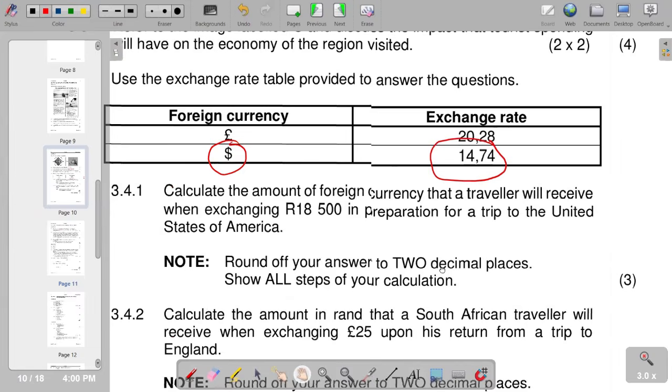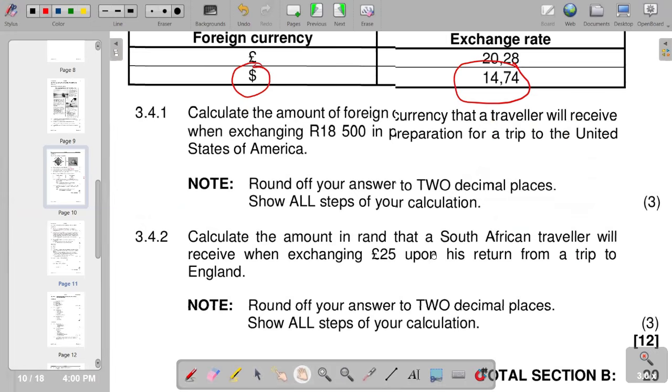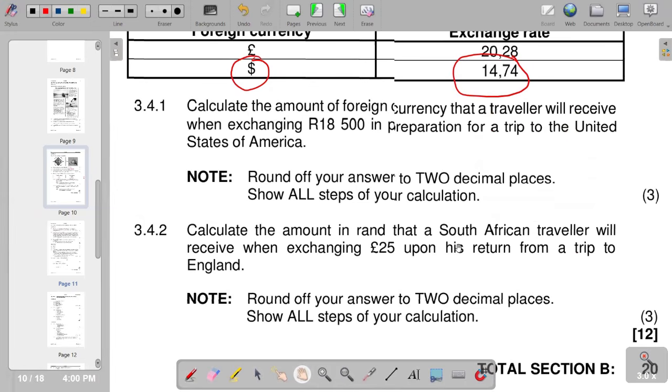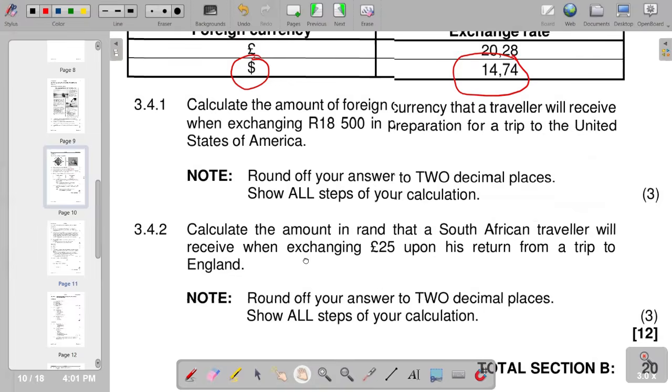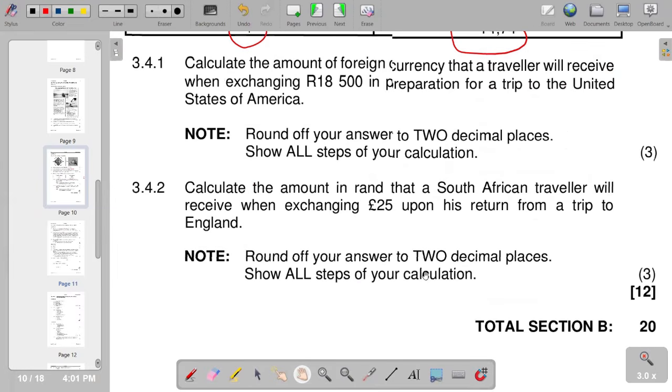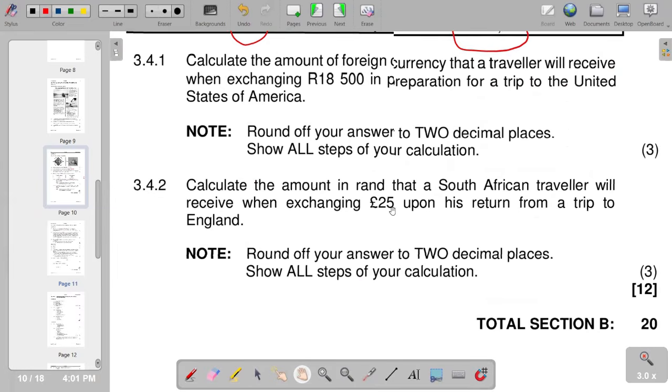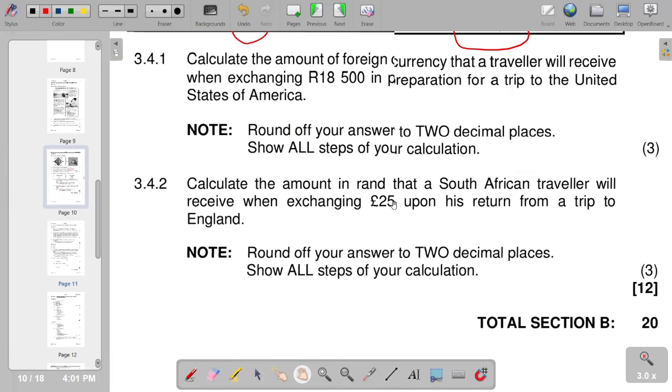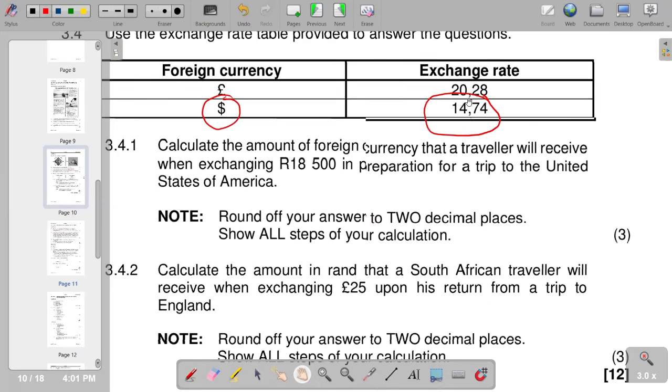But on 3.4.2, calculate the amount in rand that a South African traveler will receive when exchanging 25 pounds upon his return from a trip to England. Round off your answer to two decimal places. So take note of the part of rounding off. So 25 pounds is going to be exchanged to rands. We're going to multiply 25 times the rate on pounds that we have, which is 20.28. So we multiply by 20.28.